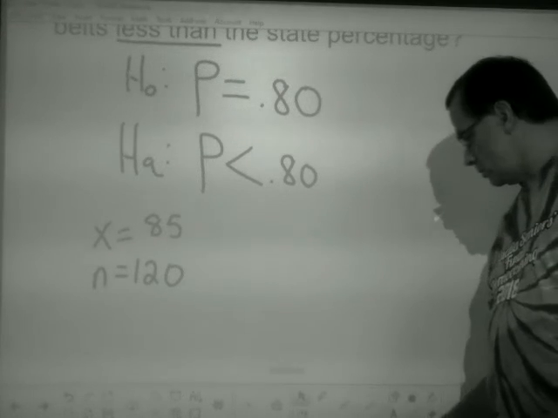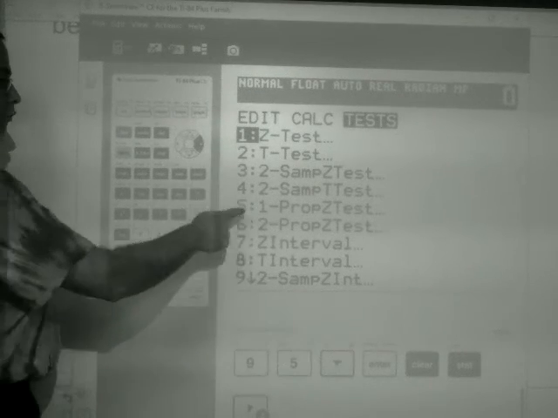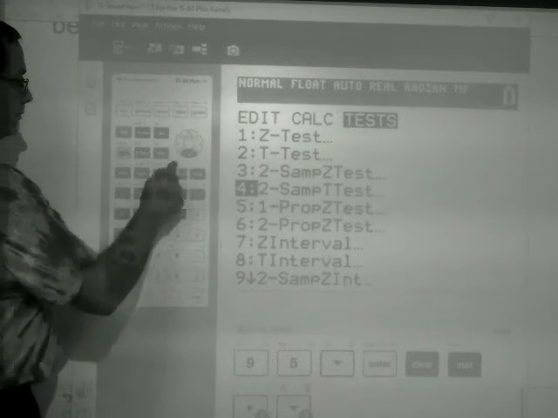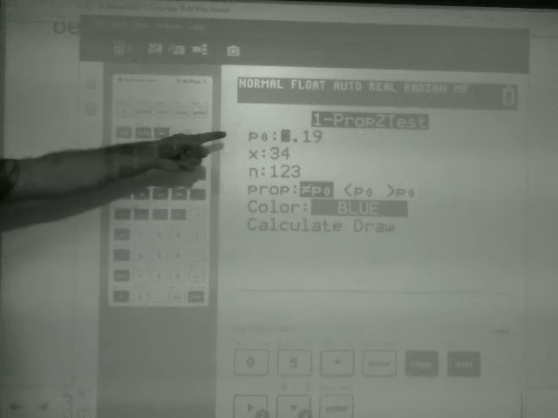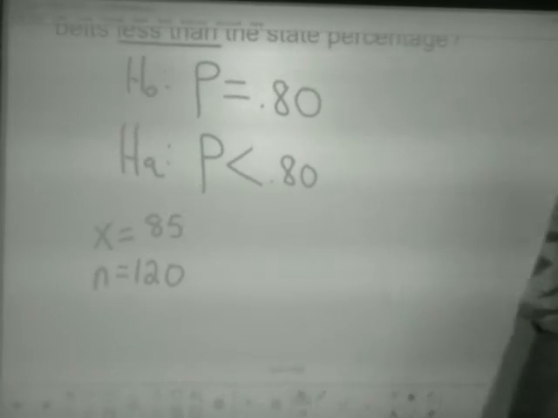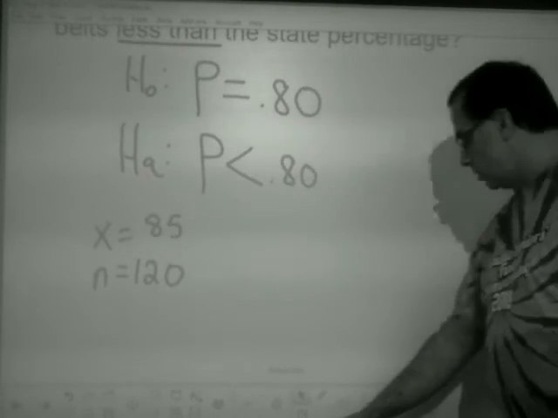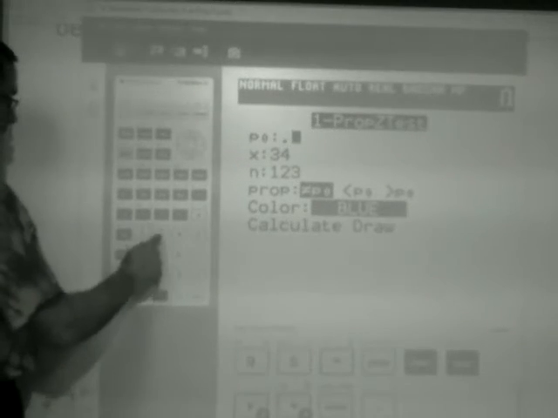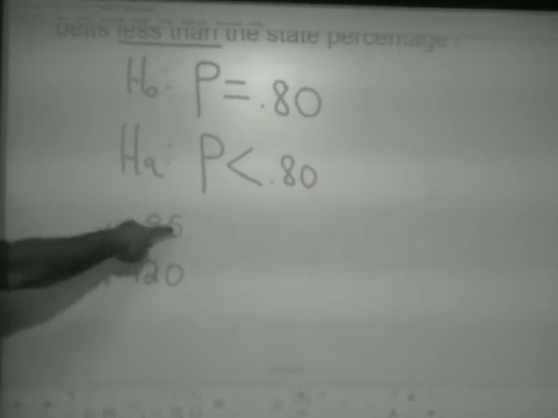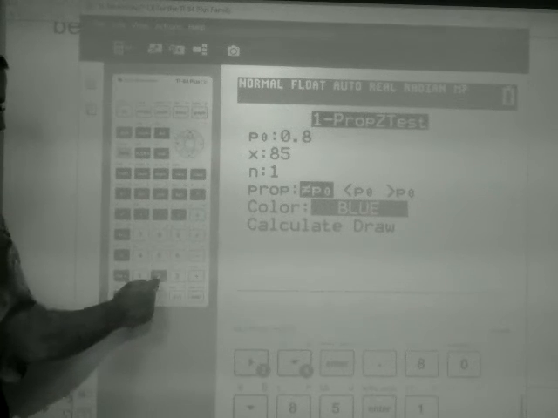Now I go to my calculator. I'm going to go stat, over to test. Remember, option 5, one proportion z-test. My null hypothesis, I have to go back to my paper. My null hypothesis is 0.80, and again, that came not from our data, but from the claim of what we know previously. My X is 85, my N is 120.